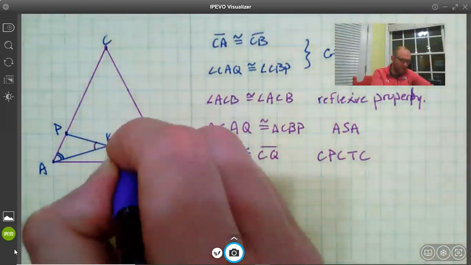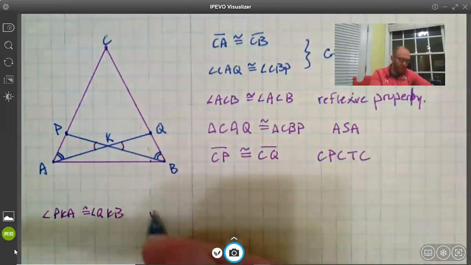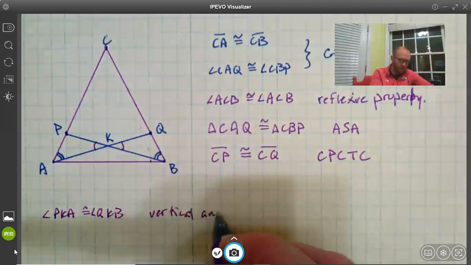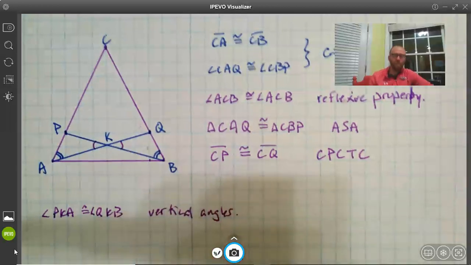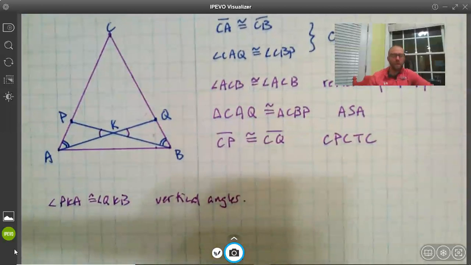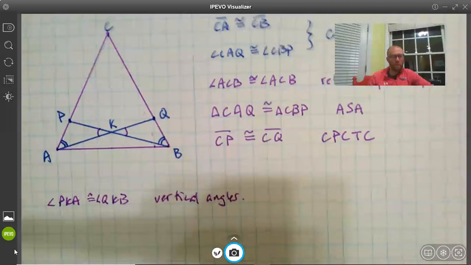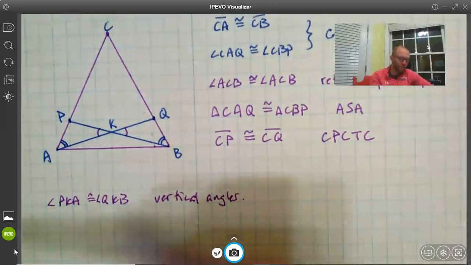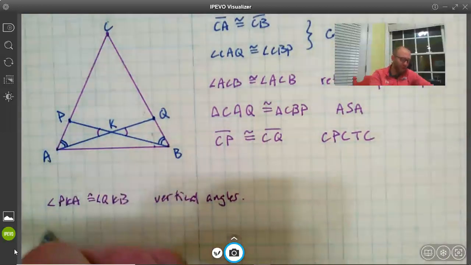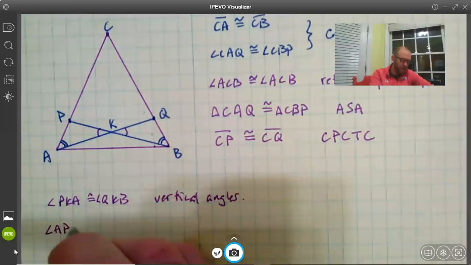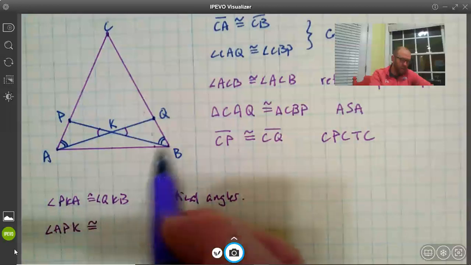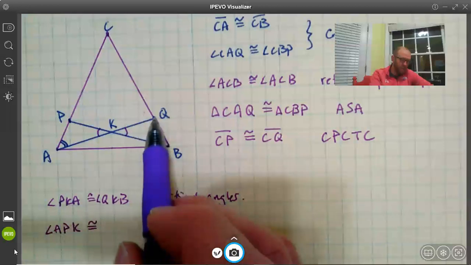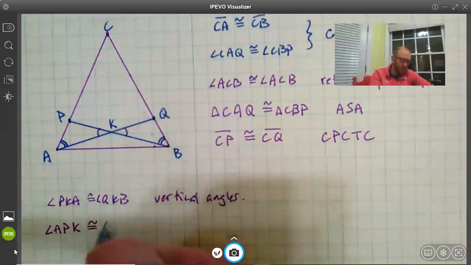Now, we know that because these two are vertical angles. Okay. And then, so therefore we also know that APK is congruent to BQK.